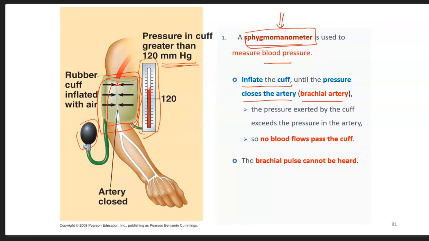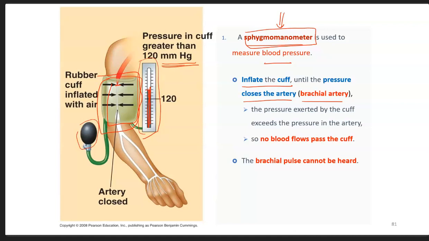So initially, before you wrap the cuff around your upper arm, you have to use these two fingers to detect the location of your brachial artery. You can also do it in front of your computer. Place two fingers on the crease of your elbow, and then you detect whether there is a pulse there. That is the brachial artery.